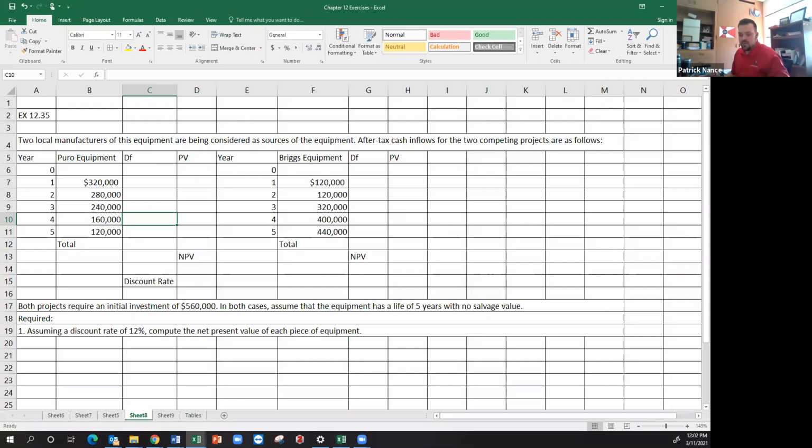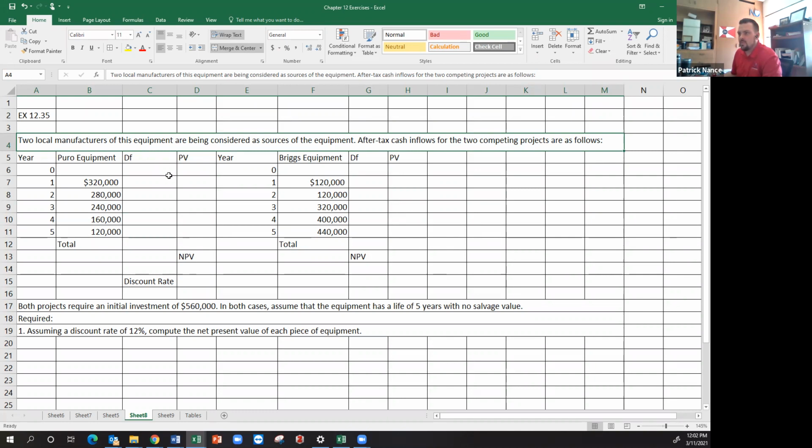Okay, we're going to go through a net present value example problem. I'm going to do this with the tables, which is the long method. It is the method that the book uses, but then I'll also show you the function in Excel, which is substantially quicker.